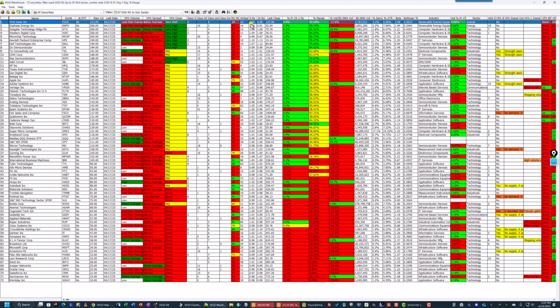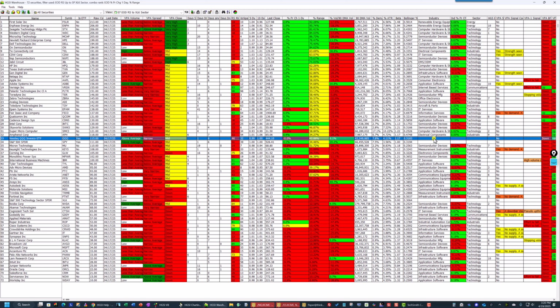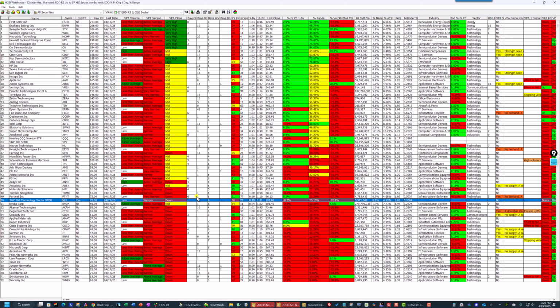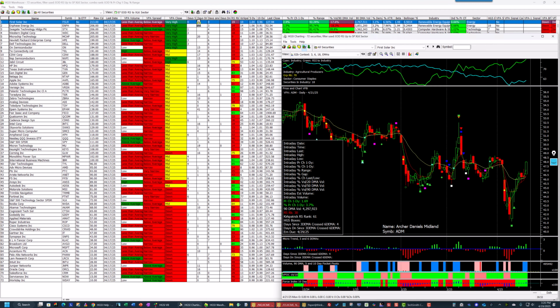Now, the way this is set up, we're in these sectors, but all of these stocks, or a lot of them, are in different industry groups. So you can tell what industry group they're in by just going over this column right here. And you can also see how the stocks are doing compared to the QQQ and the SPY and the actual index itself, the XLK. So let's take a look at First Solar since it's on top.